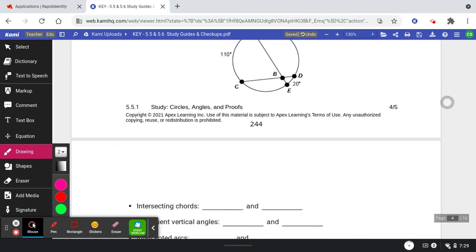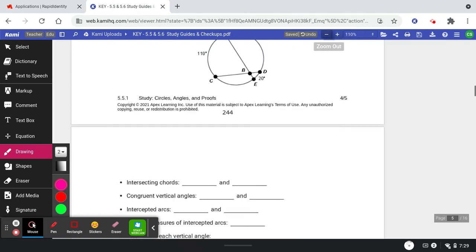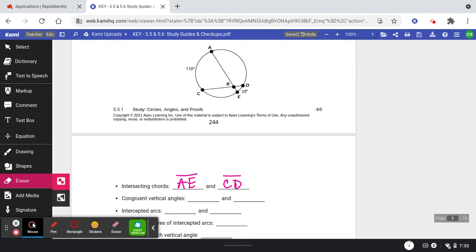So the two intersecting chords, I'm going to make this smaller so you can still see it in the picture. The two intersecting chords are chord AE. Remember that since that's a line segment, we need to put the line segment on the top, and chord CD. So check this out. Here's AE and here's CD, right? Those are chords.